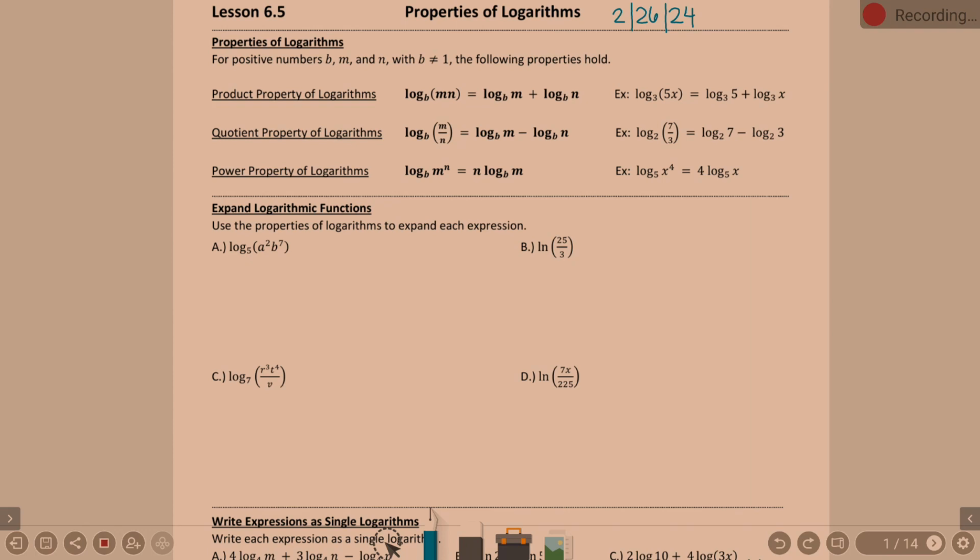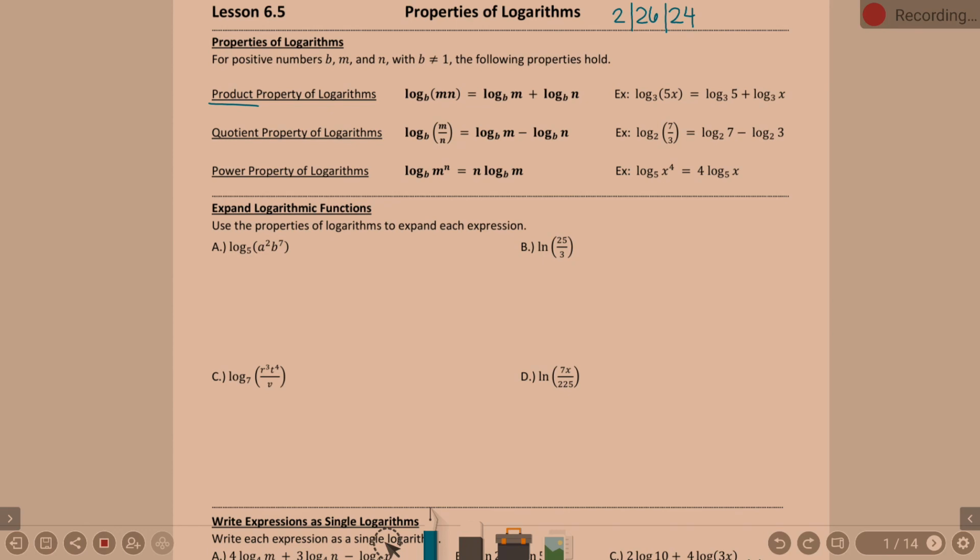These log properties specifically apply to positive numbers. So for positive numbers b, m, and n, and b cannot be 1, the following properties hold. Basically you can't have a base of 1, and the base has to be positive, as do the insides of the log. So first of all, we have something called the product property.